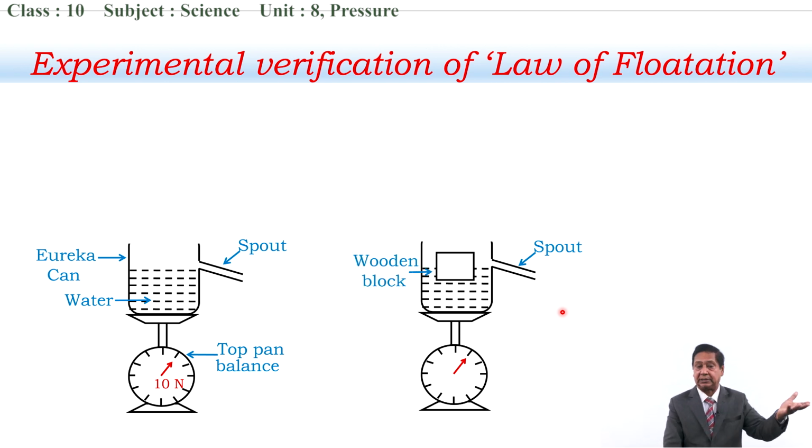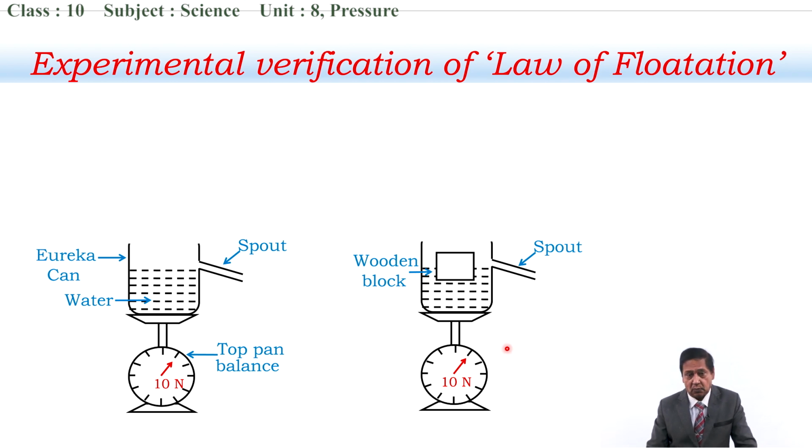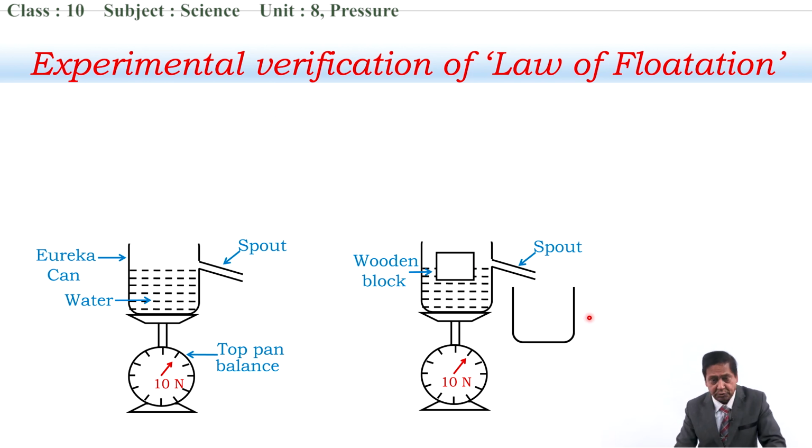This is the wooden piece. Very interesting, again the combined weight is 10 Newton. Why? How is it possible? Even after adding this piece of wood, we have a combined weight of 10 Newton. The reason is very simple. This wooden piece displaces a certain amount of water.